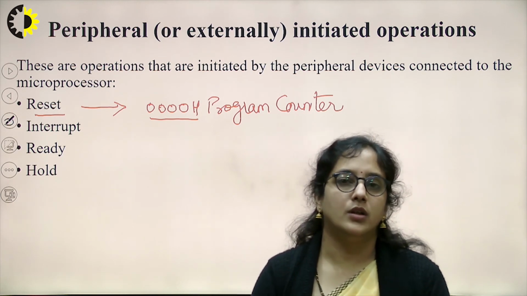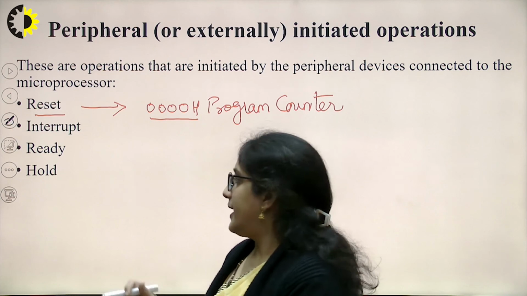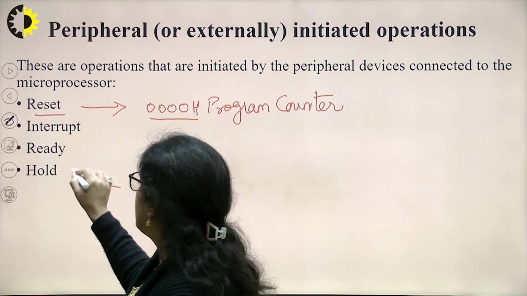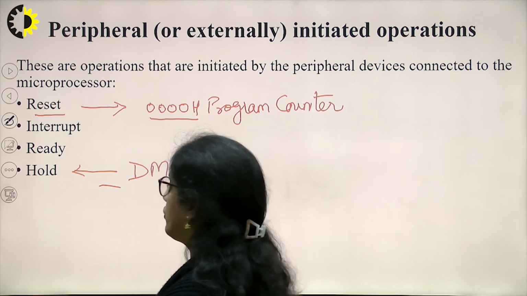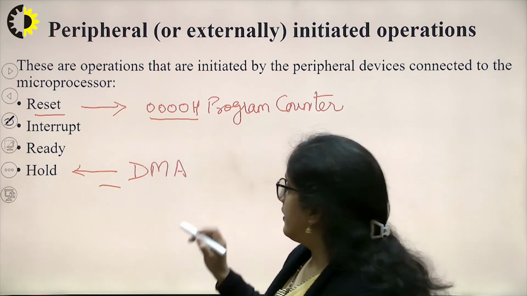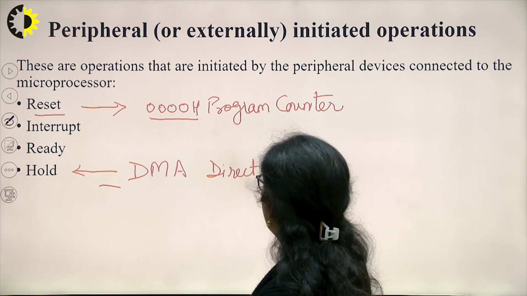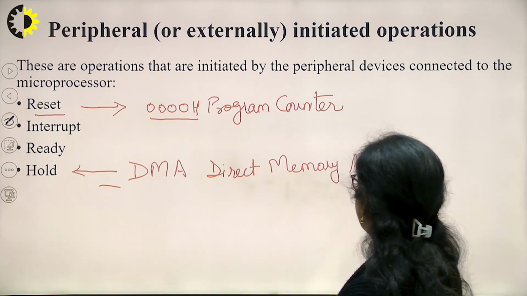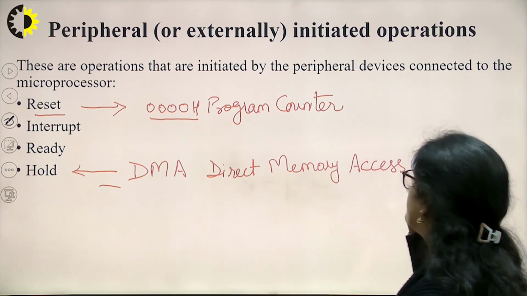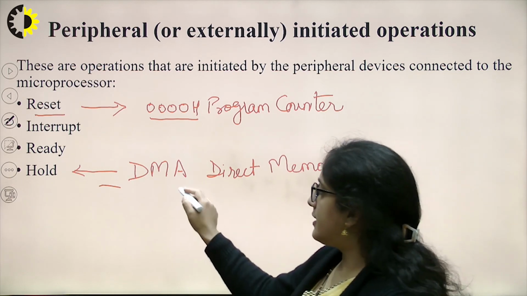Then one more externally initiated signal is hold. Mainly this signal is generated by a device known as DMA. DMA stands for direct memory access. Okay, so this DMA is, again, a controller.